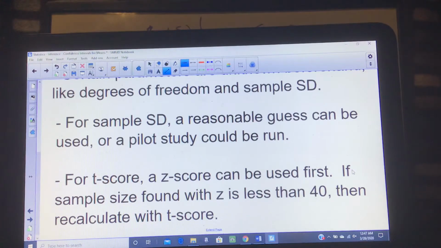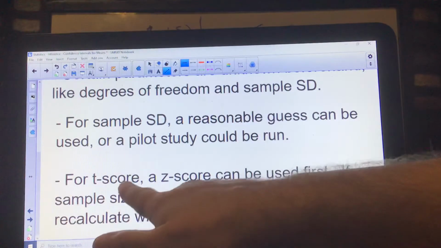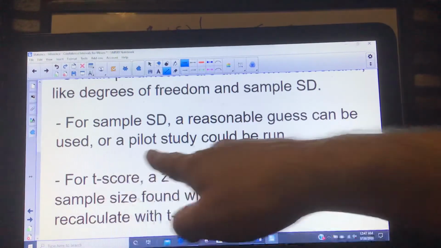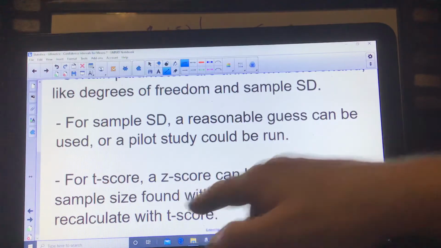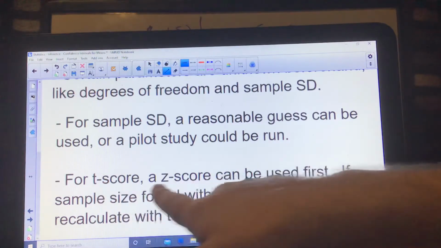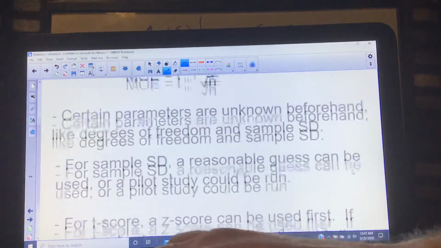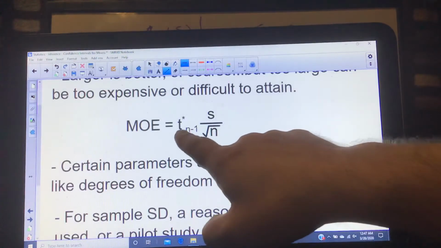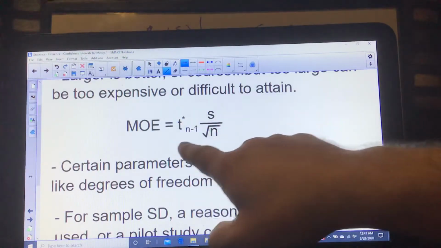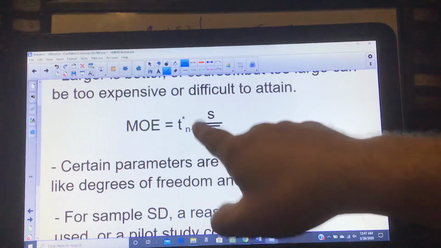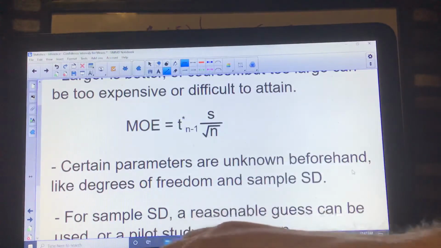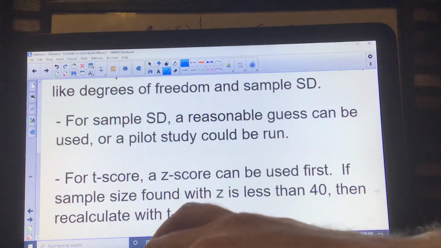Now, how are you going to find it? You're going to use a z-score instead of a t-score. So that's what this is saying. Don't use the t-score, use what the z-score would have been. Instead of t-star, we'll replace it with z-star. So going back up to the formula, instead of using t-star, I'm going to get an estimate using z-star. All right, so that's what this last part says.